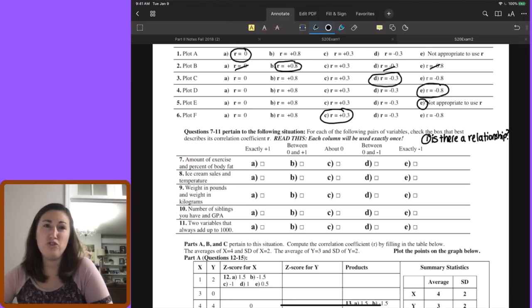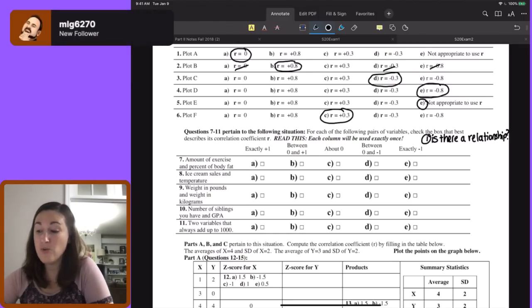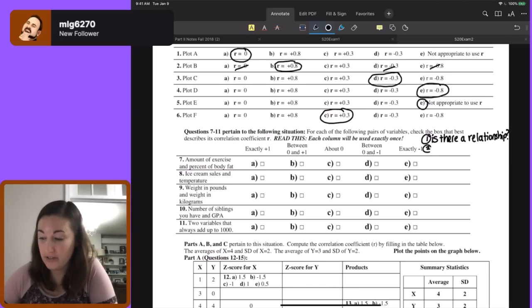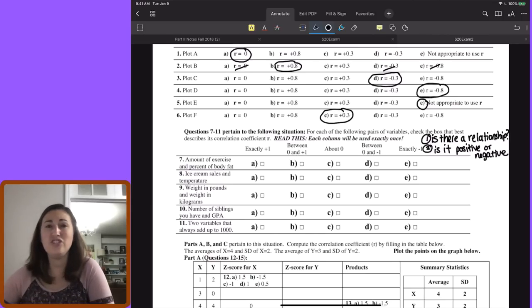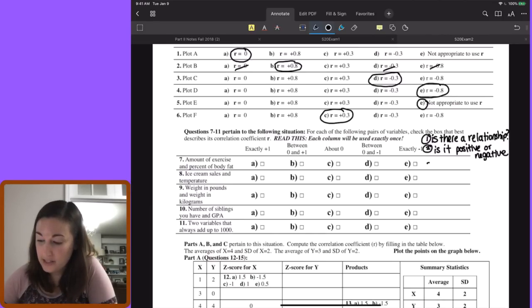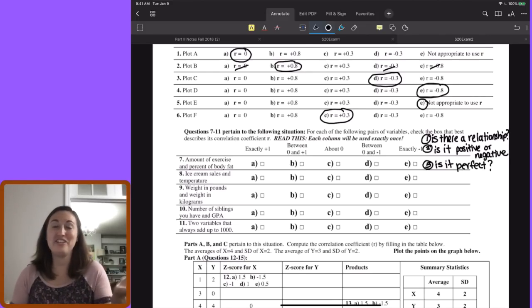R is probably 0 if there's no relationship. If the answer is yes, then you have to decide, is it positive or negative? So that's question number 2. And then lastly, you want to ask yourself, is it perfect? So if you answer all these questions slowly, you'll definitely get the right answer for these.